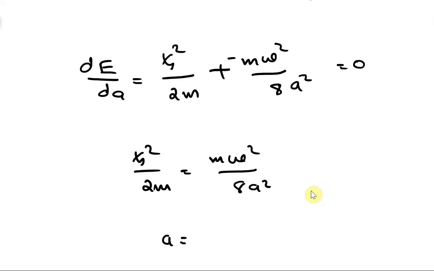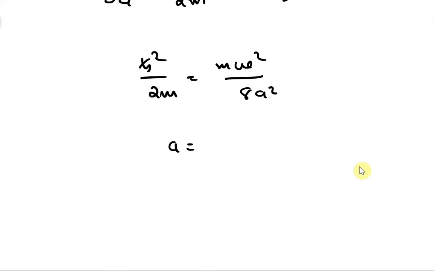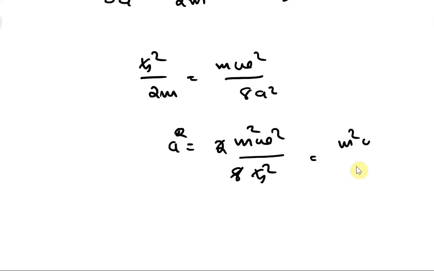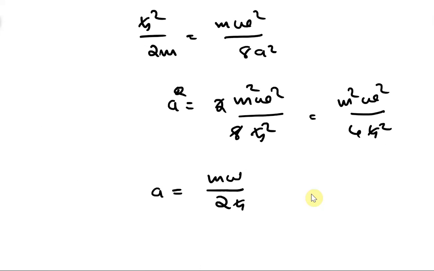From that I'll get a. I'll calculate a square first. A square is m omega square divided by h cross square, and 2m here, so this will be like 2m square omega square, and one 8 also coming here. So the 8 and 2 cancel. This will become m square omega square divided by 4 h cross square. That is a square. So a will become m omega by 2 h cross.